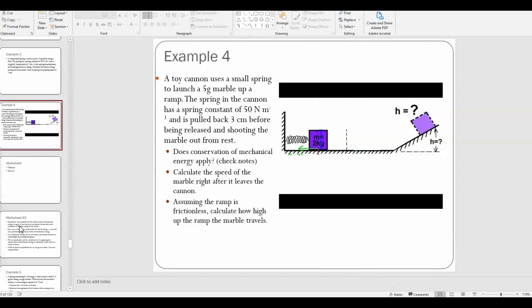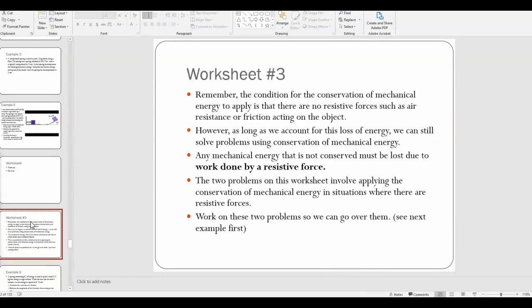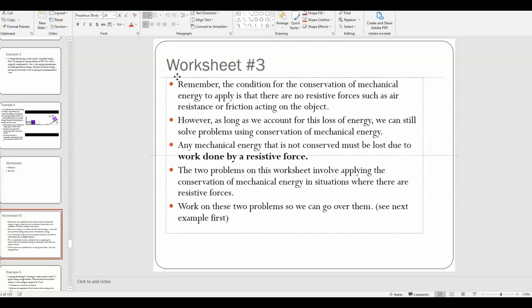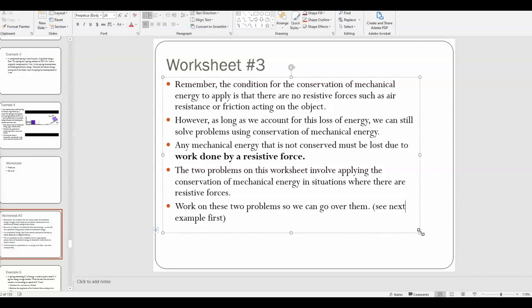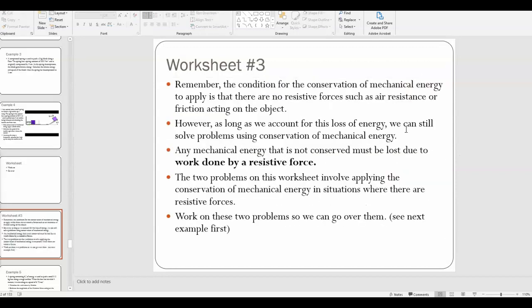Okay, and then the very last thing I want to talk about, this is the very last part of the unit, is a certain type of problem that you're going to see on worksheet number 3, the conservation of mechanical energy worksheet. These are situations where you actually do have resistive forces like friction or air resistance. And you might say, but wait, I thought mechanical energy is only conserved if there are no resistive forces. Okay, and that's true. But we can still answer questions using mechanical energy conservation as long as we correctly account for the loss of energy.